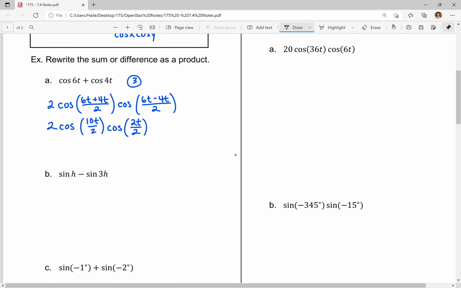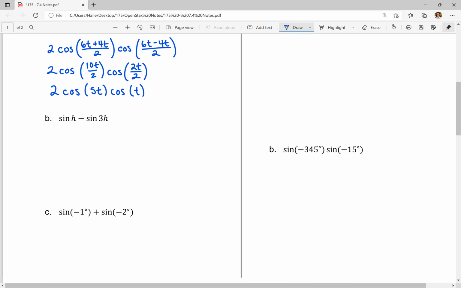And finally, if we divide both fractions in those parentheses, we get 2 times the cosine of 5t times the cosine of t. So that is the simplest form of the sum now written as a product. Okay, let's try another example.